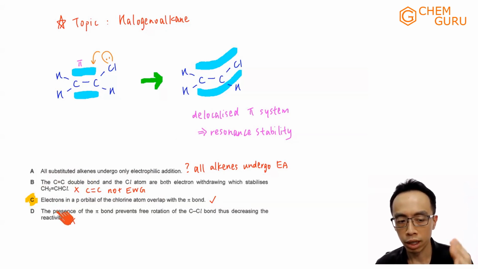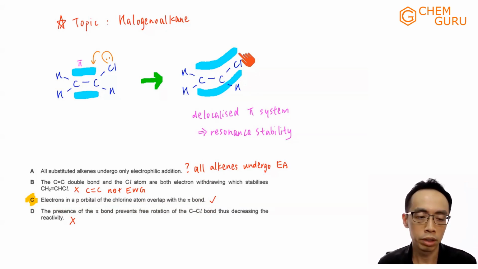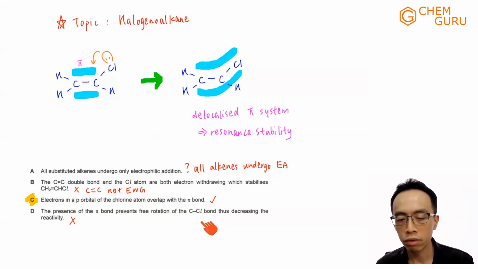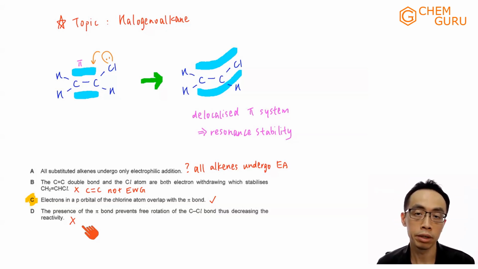As mentioned previously, the electrons in the p orbital for my chlorine atom overlap with the pi bond, and because of that, the C-Cl bond will have resonance stability, so C is my best answer here. Now D, presence of the pi bond prevents free rotation of my C-Cl bond, so decreases the reactivity. This statement is also not correct, because restricting the rotation of the bond doesn't affect the reactivity in any way. So the answer to this question will be C.